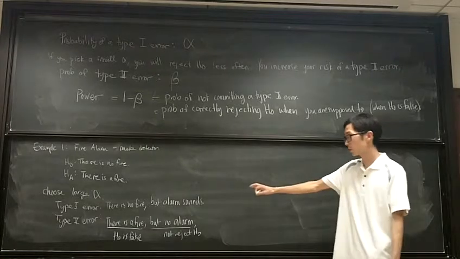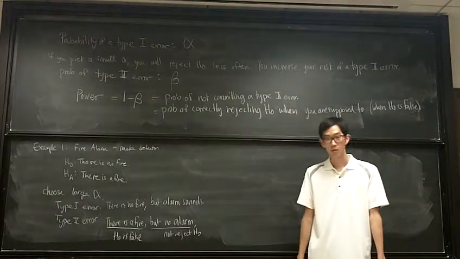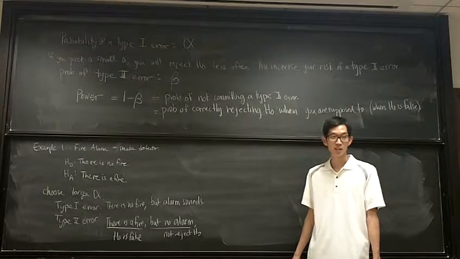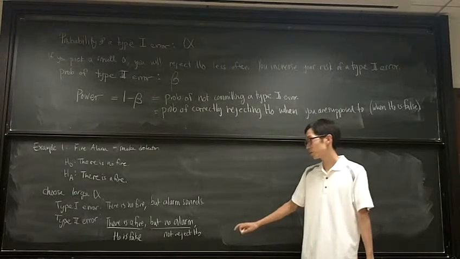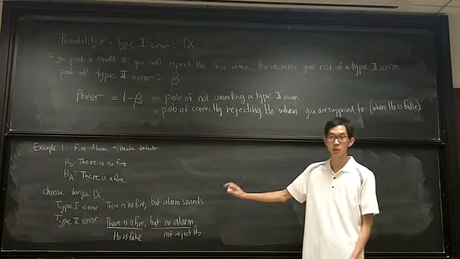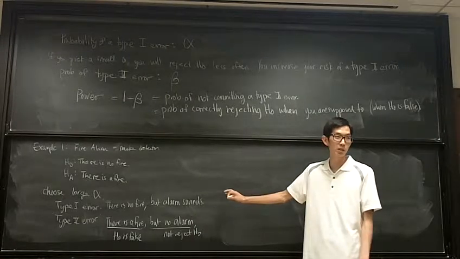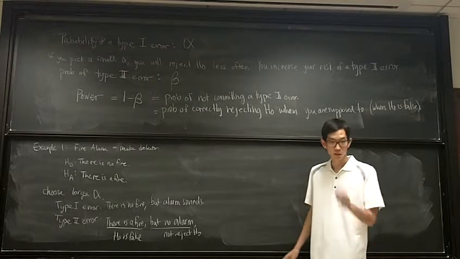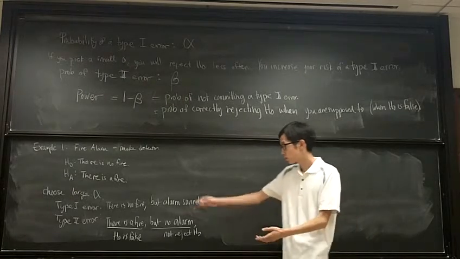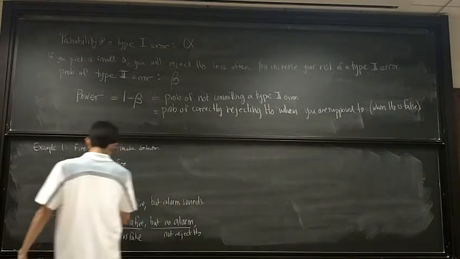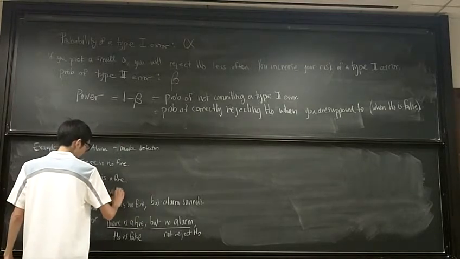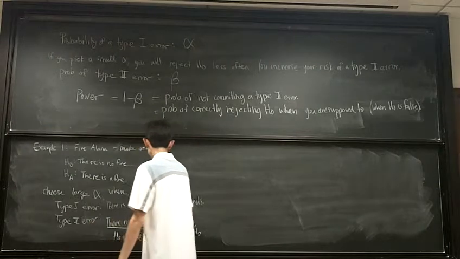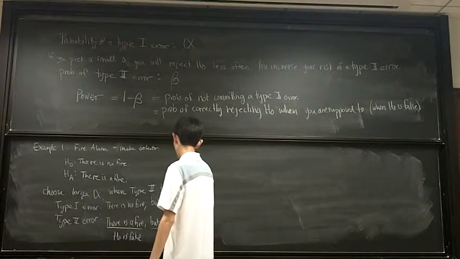So in this situation, which error is worse than the other? Type 2. Type 2 is far worse than type 1. Type 1, it's annoying when this happens, but type 2 is tragic. So in this case, we choose a large alpha when type 2 is worse than type 1.